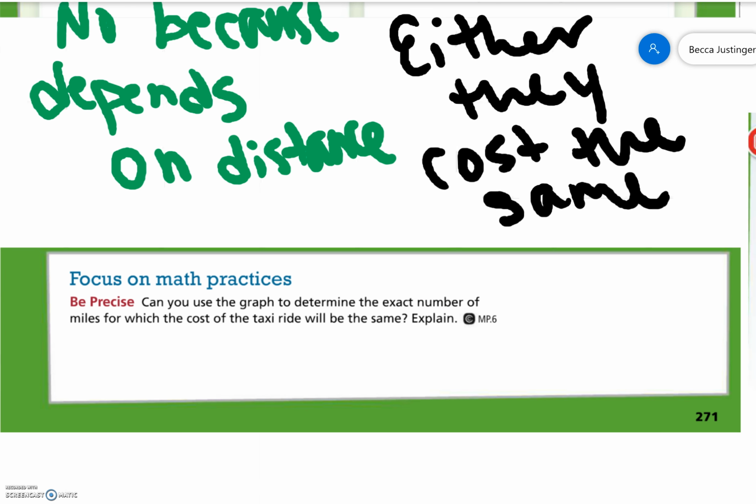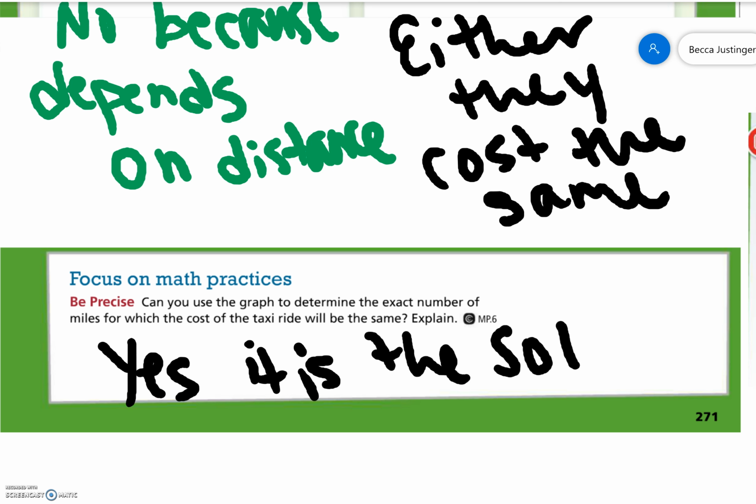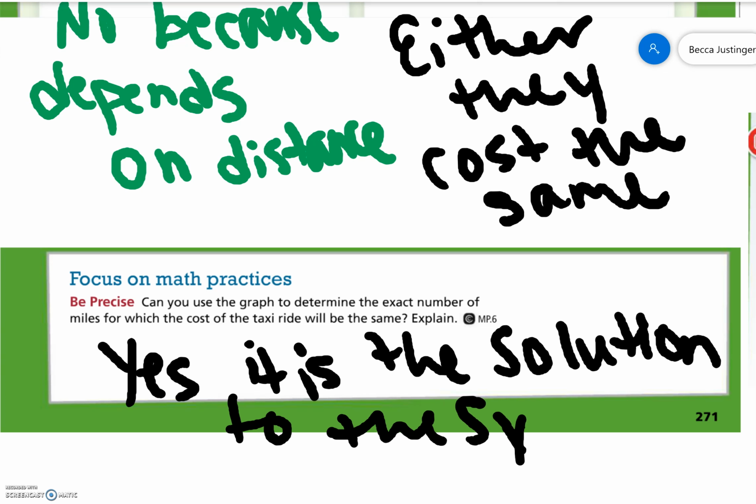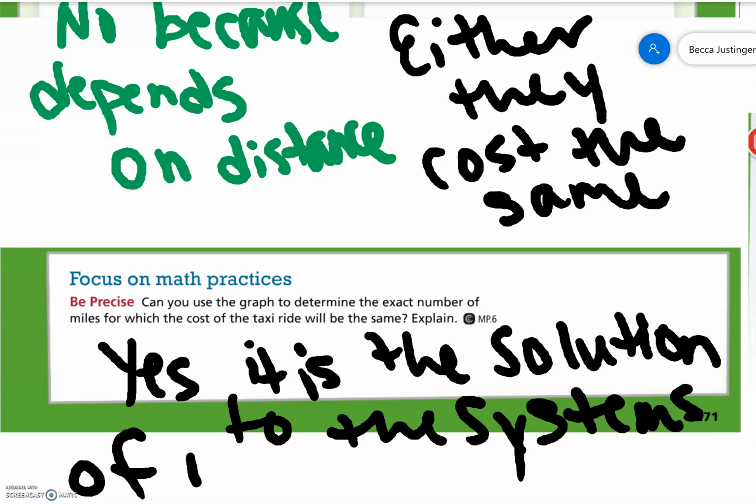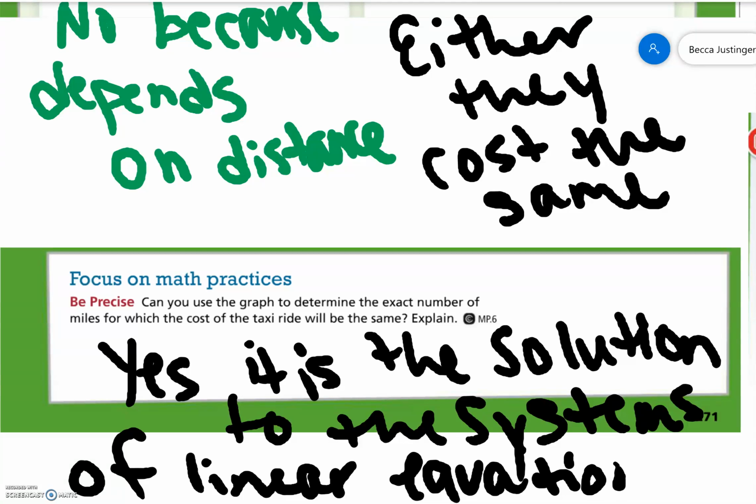Can you use the graph to determine the exact number of miles for which the cost of a taxi ride will be the same? Explain. Yes. It is the solution to the system of linear equations. Last lesson we were talking about finding the solution by graphing. Today we're going to do it algebraically by substitution.